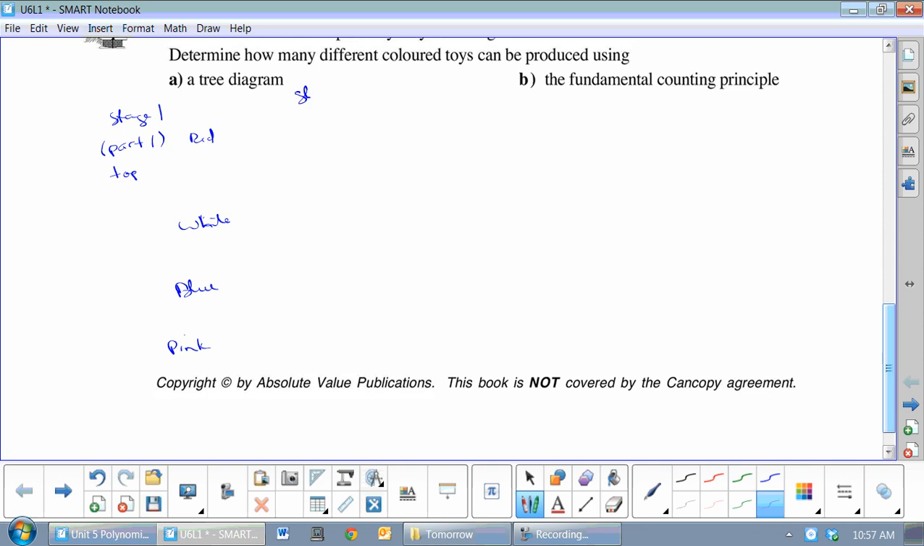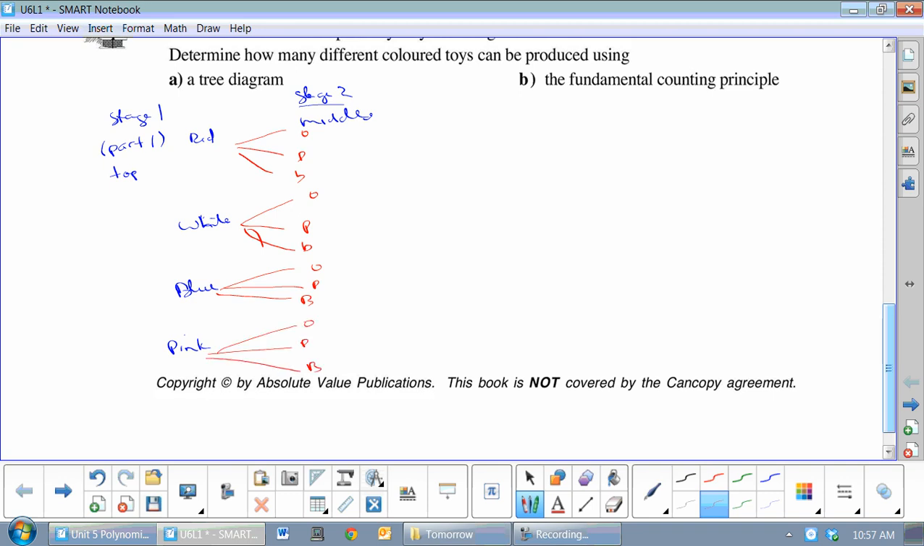Then we could have stage 2, which says in the middle, let's do orange, purple, or black. So you could have orange, purple, black on this one, on this one, and on this one. So what I'm trying to say here is that a red top and an orange middle is very different than a red top and a purple middle.